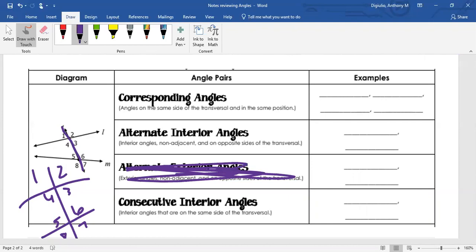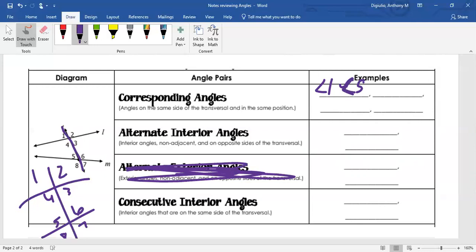So when we're looking at corresponding angles, we're looking at two angles that are in the exact same position in both of those two groups. For instance, if I were to ask which ones are both the top left, that would be angle 1 and angle 5, because they're both in that top left position.